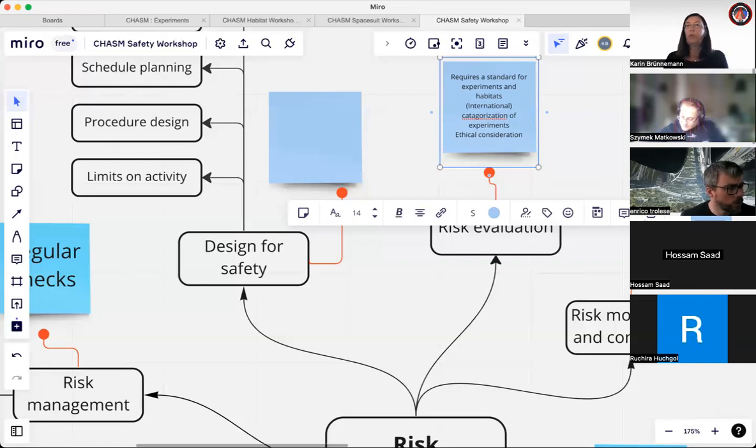We don't want the birds outside the habitats to be killed or something like that. Yeah, we don't want to pollute a nearby river or lake or water body. So.